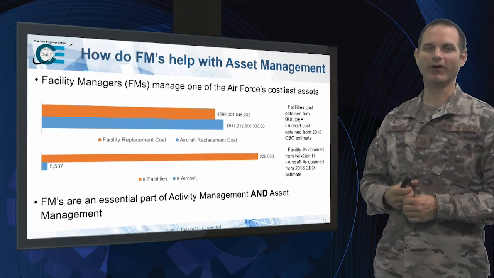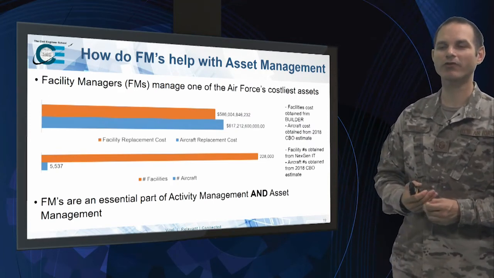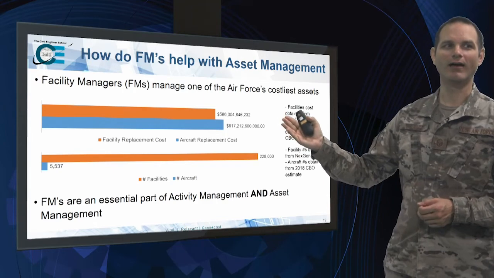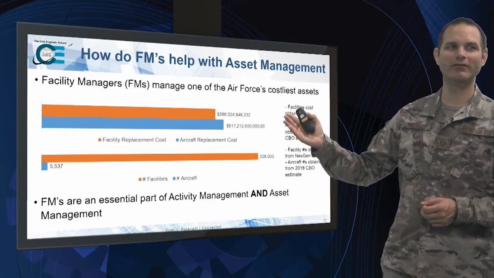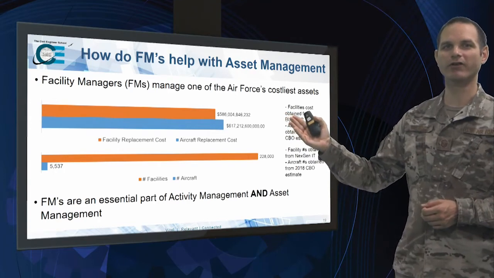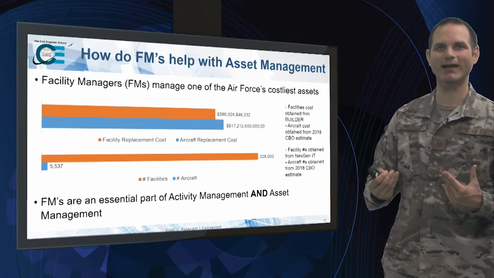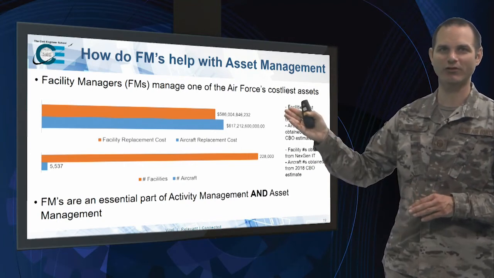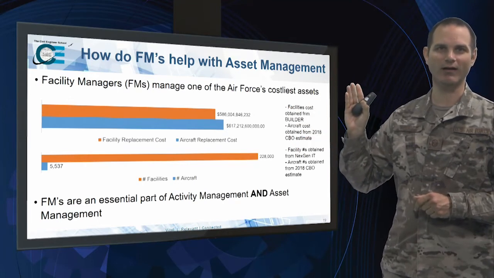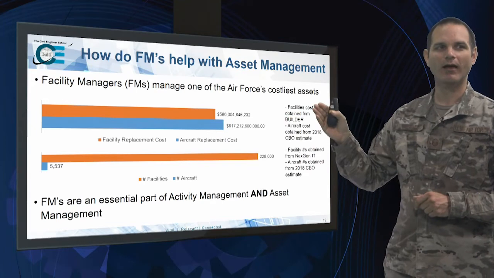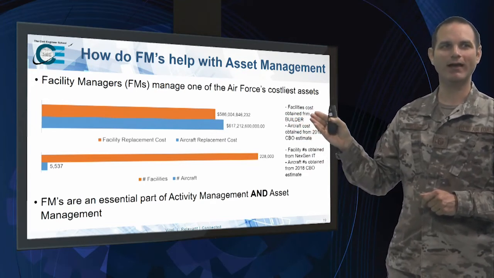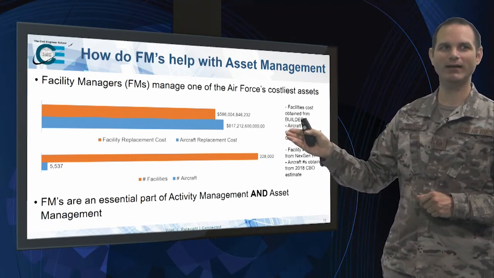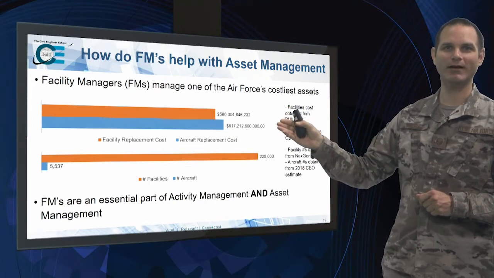So here's some eye candy for you, right? Facility managers, we manage one of the Air Force's costliest assets. You can look down here and see the numbers. $586 billion of plant replacement value for all of our facilities, based off of the BUILDER information. We use BUILDER information because when you pull this information, not everybody had switched over to Next Gen IT yet, so we want to make sure we captured our reserve bases and our BOSS BMC bases. $586 billion seems like a lot of money, and it is, because the cost of all of our aircraft in the Air Force is $617 billion. That's not that far off from our facilities costs.